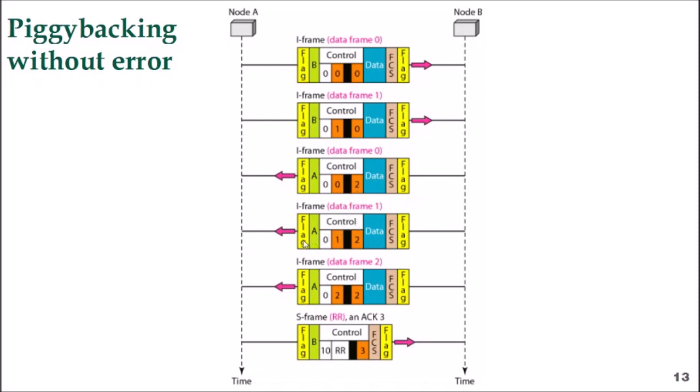Again, node B will send to node A an I-frame with a sequence number of 1 and an acknowledgement number of 2. Again, it will send to node A an I-frame with a sequence number of 2 and an acknowledgement number of 2. Here, node A will respond to B with an S-frame with an RR and an acknowledgement of 3.